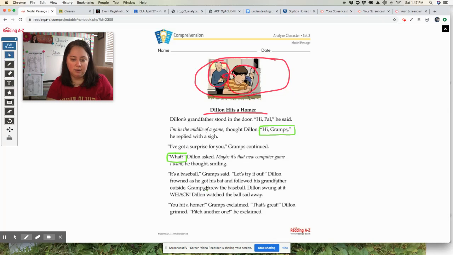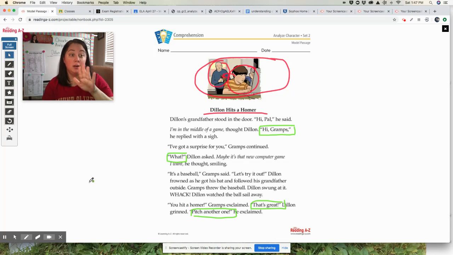Dylan frowned. Let's see, you hit a homer. And then Dylan says, that's great. Pitch another one, he exclaimed. So here's all the things that Dylan said. Those are his words in the story.